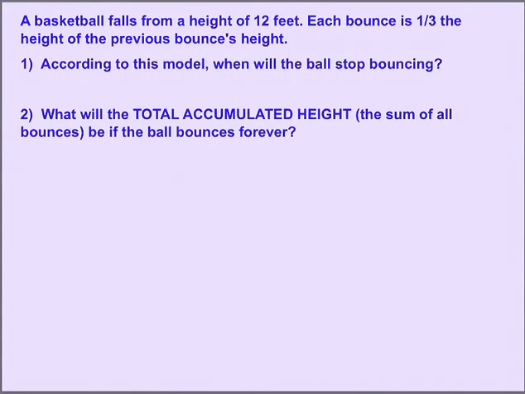A basketball falls from a height of 12 feet, and each bounce is 1/3 the height of the previous bounce's height. So the first bounce is 12, the second bounce is 4, the next bounce is 4/3 of a foot, and then 4/9 of a foot. Keeps getting smaller and smaller. So the question is, according to this model, which admittedly ignores some rules of physics, but pays attention to most of the important ones, when will the ball stop bouncing? Well, it'll keep having a smaller and smaller bounce, but it'll never actually stop.